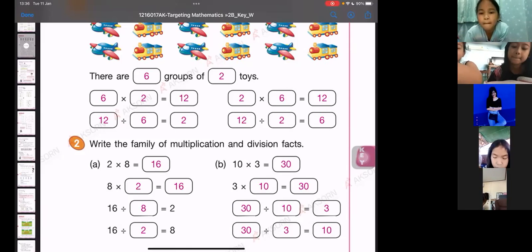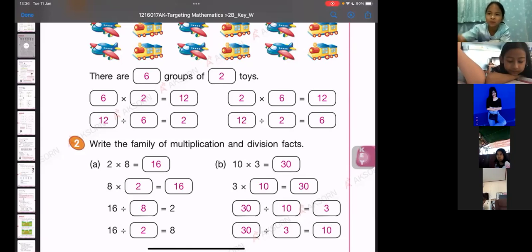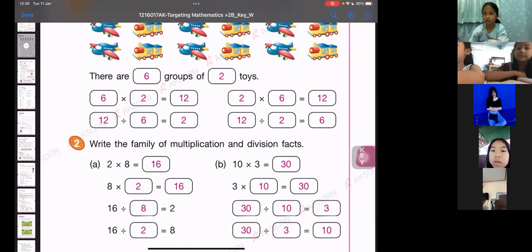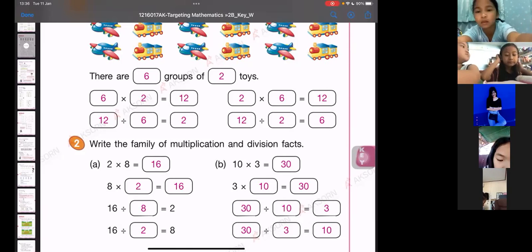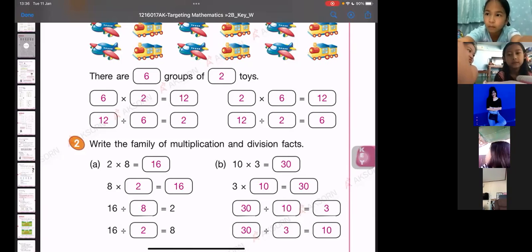16. Now 16 is the total, we're going to divide it by 8. So 16 divided by 8 is how many? 2. And now 16 divided by 2 is how many? 8.